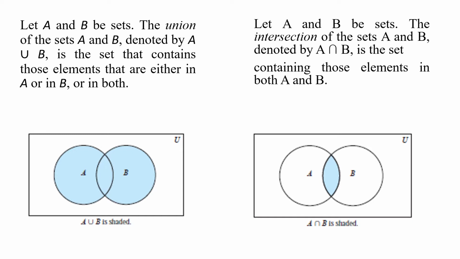So, in other words, when we are talking about the union of sets A and B, an element x belongs to the union of the sets A and B if and only if x belongs to A or x belongs to B. So the union of A and B would be the set of x such that x is an element of A or x is an element of B.